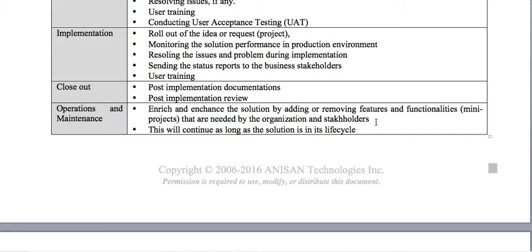Okay. Or you can say till the solution reaches the end of its life cycle, that is a termination phase. Till then there may be new features and functionalities coming up, and they will be addressed either through a small project or maybe through a small change. Okay. So again, your role will start either as a business analyst, or maybe a PMBA role or something. Okay.